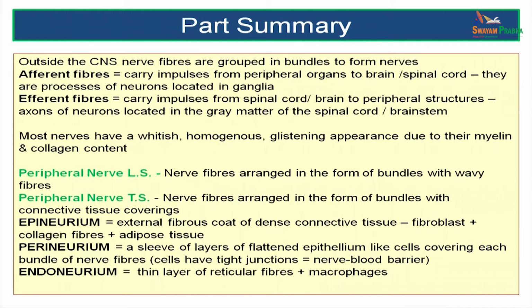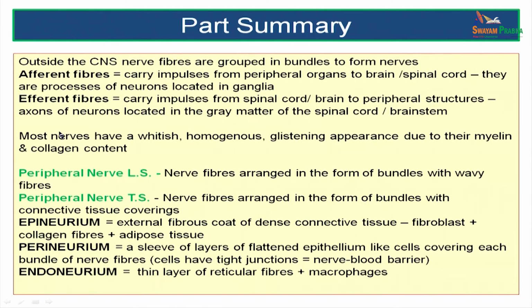Let us summarize what we have just covered. The nerve is outside the central nervous system. The nerve fibers are grouped into bundles, and this forms nerves. There are afferent fibers and efferent fibers. Afferent carry sensation from the periphery to the central nervous system. Efferent carry motor impulses from the central nervous system to the periphery. Most of the nerves have a whitish appearance. This is because the myelin and the collagen content give it a whitish color.